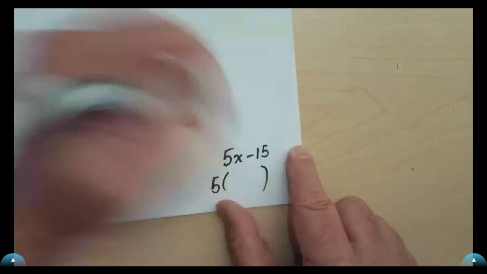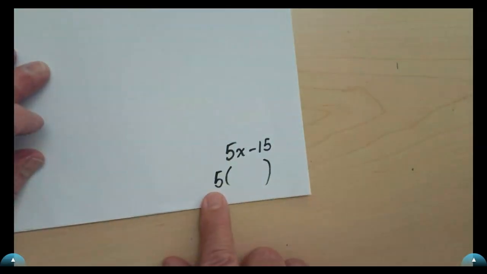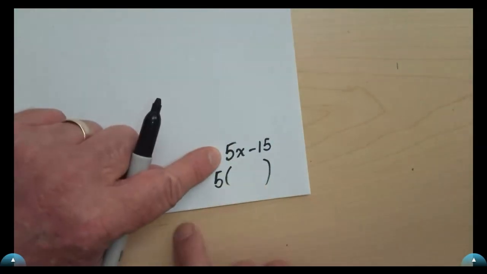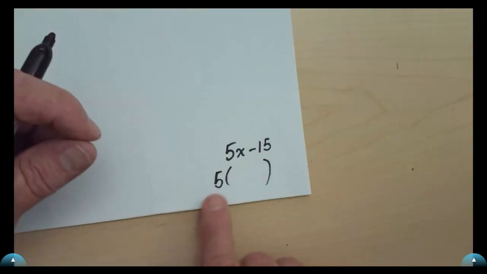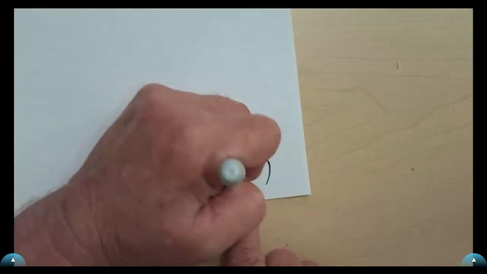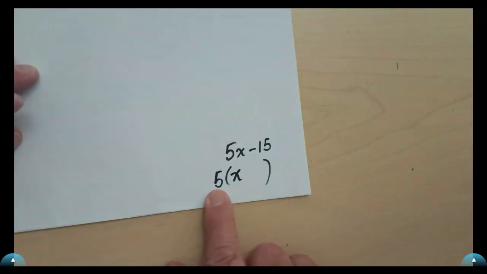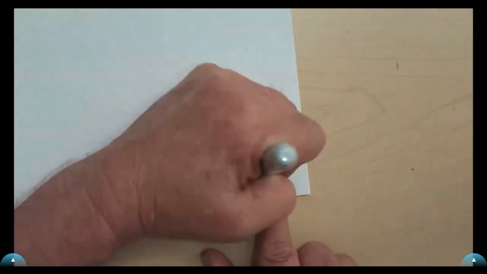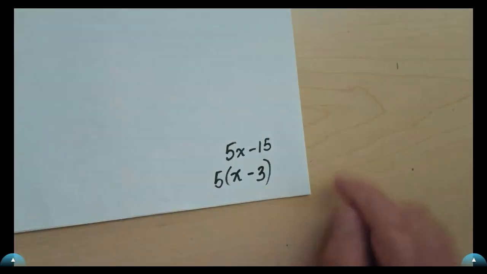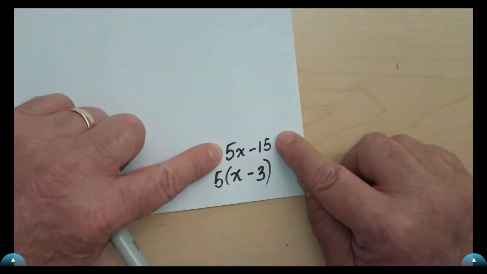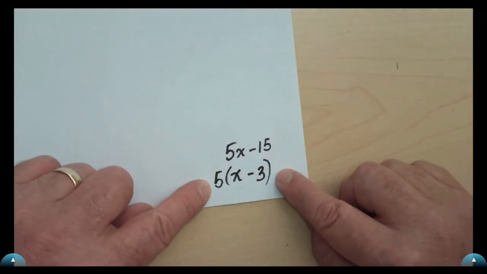And then I just have to ask, what would I distribute this 5 to get 5x minus 15 back? I'd multiply 5 times x to get 5x. I'd multiply 5 times negative 3 to get negative 15. So 5x minus 15, if I factor it, that's what it looks like. Everybody see how we're doing this?